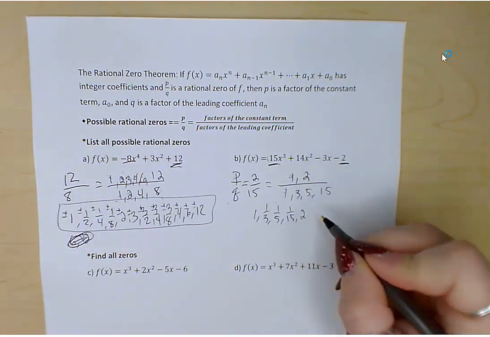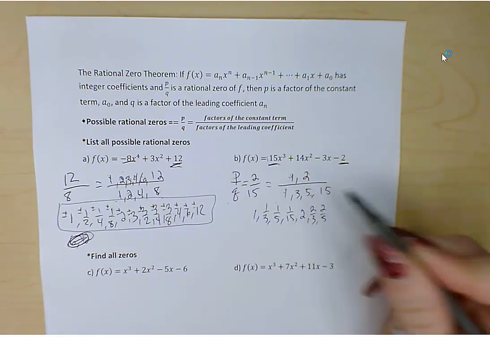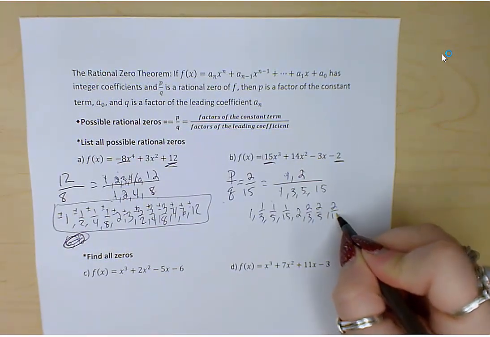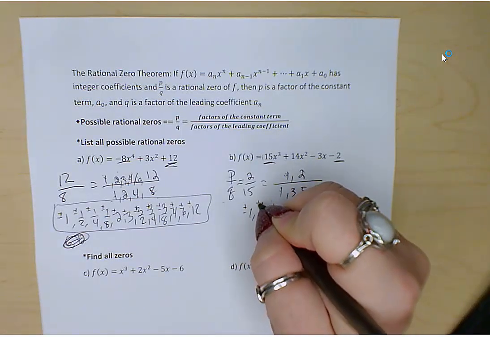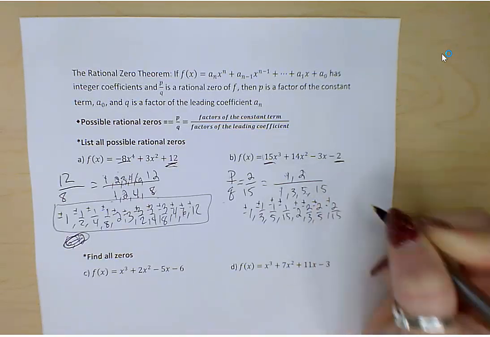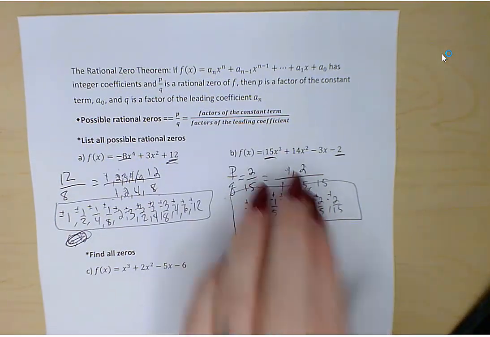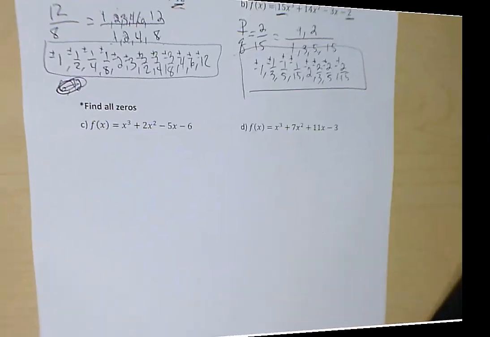2 over 1 is a 2. 2 over 3 is 2/3. Then we have 2/5, then 2/15. Put a plus or minus in front of each one of those, and this is our list of all possible rational zeros for this particular equation.